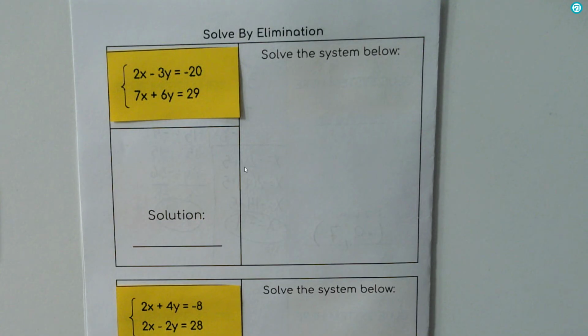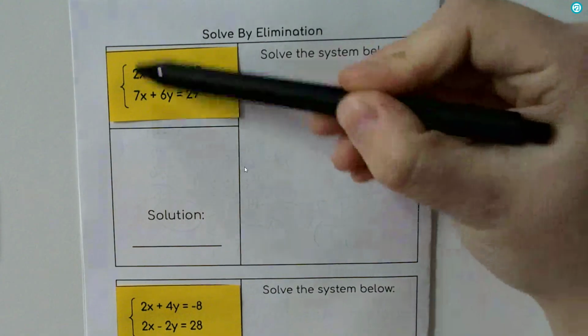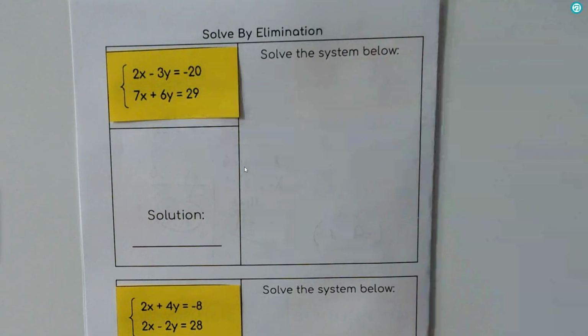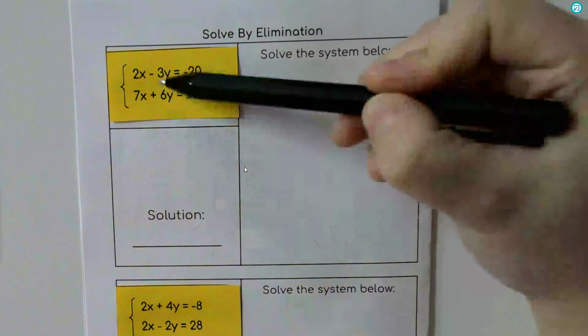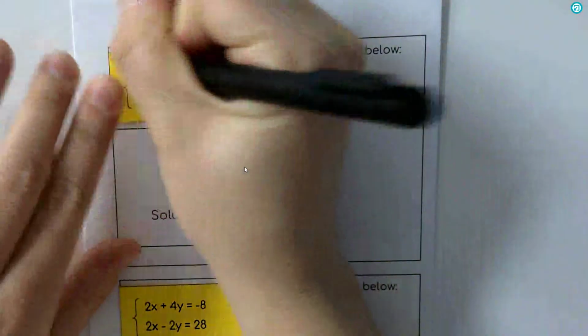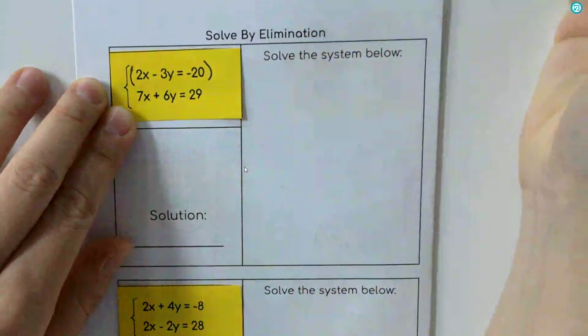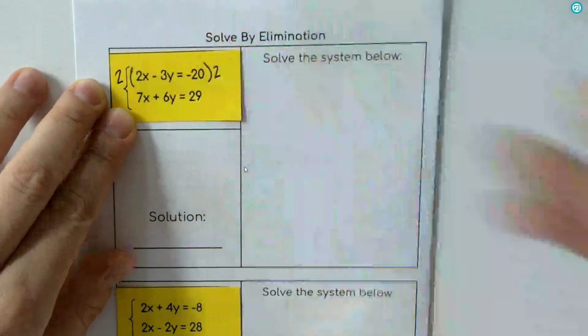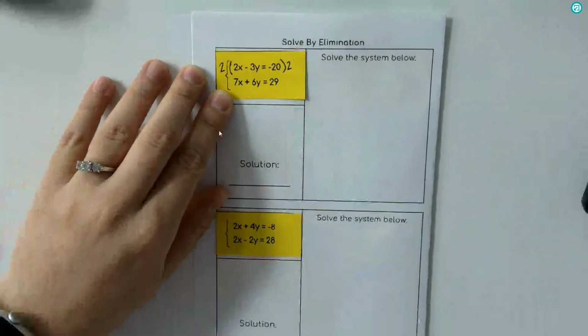Okay, so with that first one, 2x minus 3y equals negative 20, 7x plus 6y equals 29, we need to either make our x's eliminate or our y's eliminate. Is it going to be easier to make 2 and 7 be the same number, or 3 and 6? 3 and 6. Because 2 and 7 we could do, but we would have to change them both into 14. 3 and 6 we only have to change one of them. We can change that negative 3y into a negative 6y by multiplying our top equation by 2. And that'll make it so that our y's will cancel out.